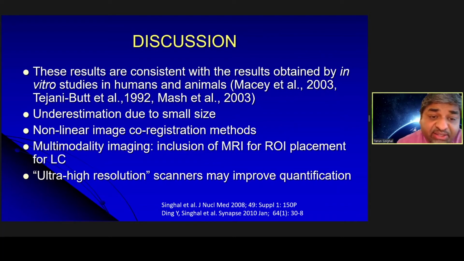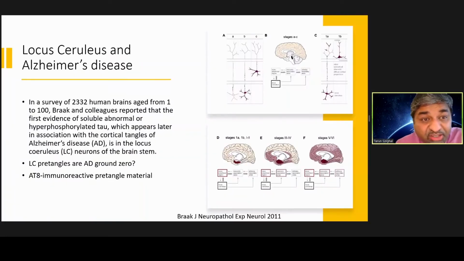However, we did recognize that we are clearly underestimating the concentration of norepinephrine transporter in these structures due to their small size. And we emphasize the need for nonlinear image co-registration methods, which have since been developed, and also the need for multimodality imaging, including inclusion of MRI for ROI placement for locus ceruleus. And with the hope of ultra-high resolution PET scanners becoming available, we are very optimistic that would lead to an improved quantification of these small structures and better delineation of their pathology.